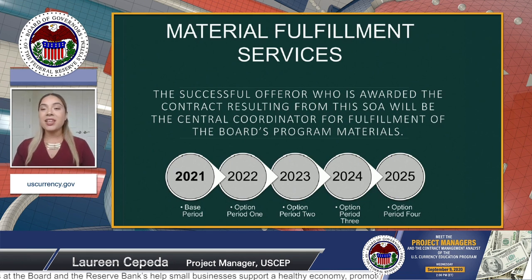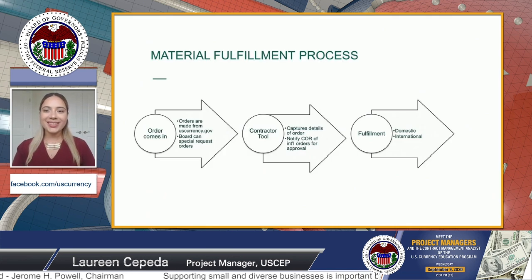The Currency Education Program is looking for a central coordinator for fulfillment of the board's program materials. We will dive into that in the next few slides, but just to give you a quick timeline of what our contract will look like, we'll have a base year and then 4 option years. Our base year will start in 2021, and then we'll have the 4 option years through 2025. Essentially, we'll have the ability to renew each year after the base period without going through the full acquisition process over again.